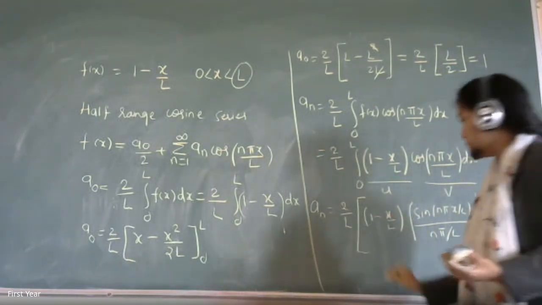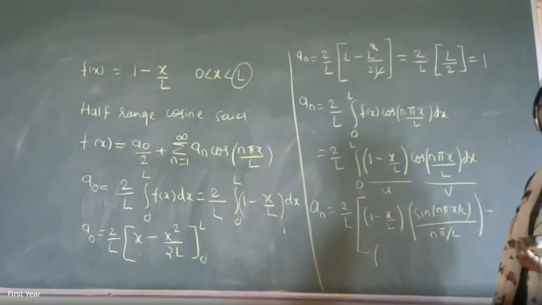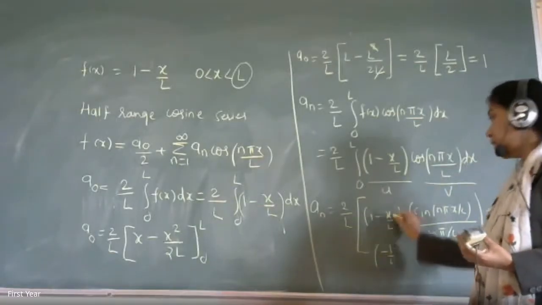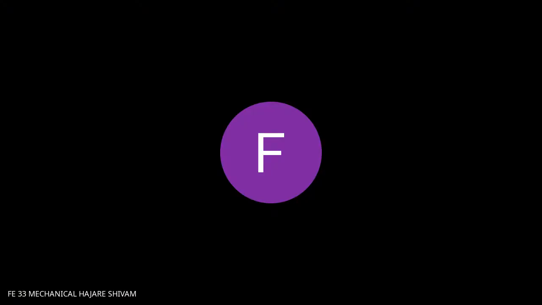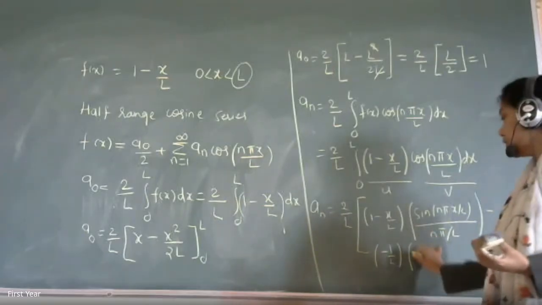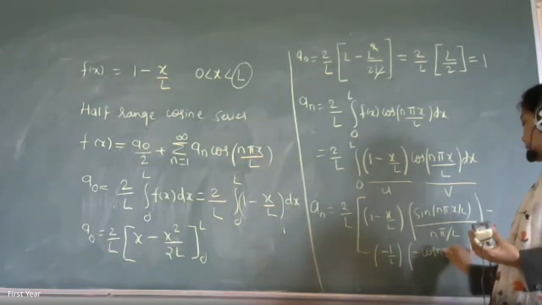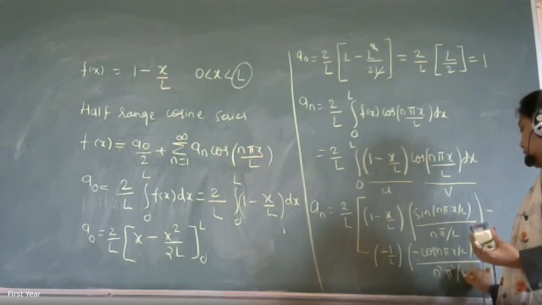First derivative of this. What's the derivative of 1 minus x by L? Derivative of 1 is 0, minus 1 by L. Derivative of x is 1, and 1 by L is constant. So minus 1 by L. And one more integration of this, that is minus cos of n pi x by L divided by n squared pi squared by L squared.